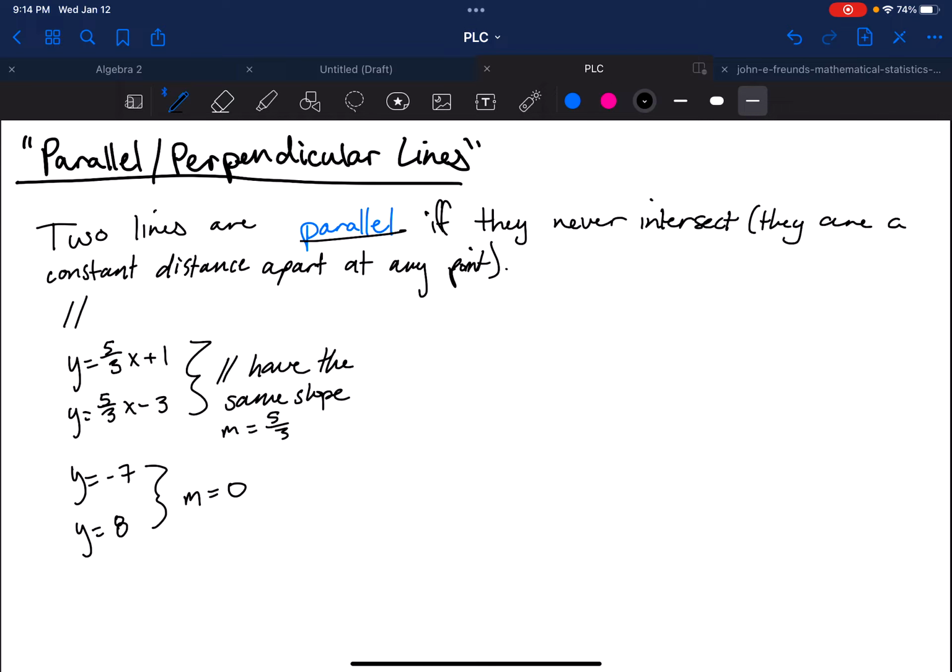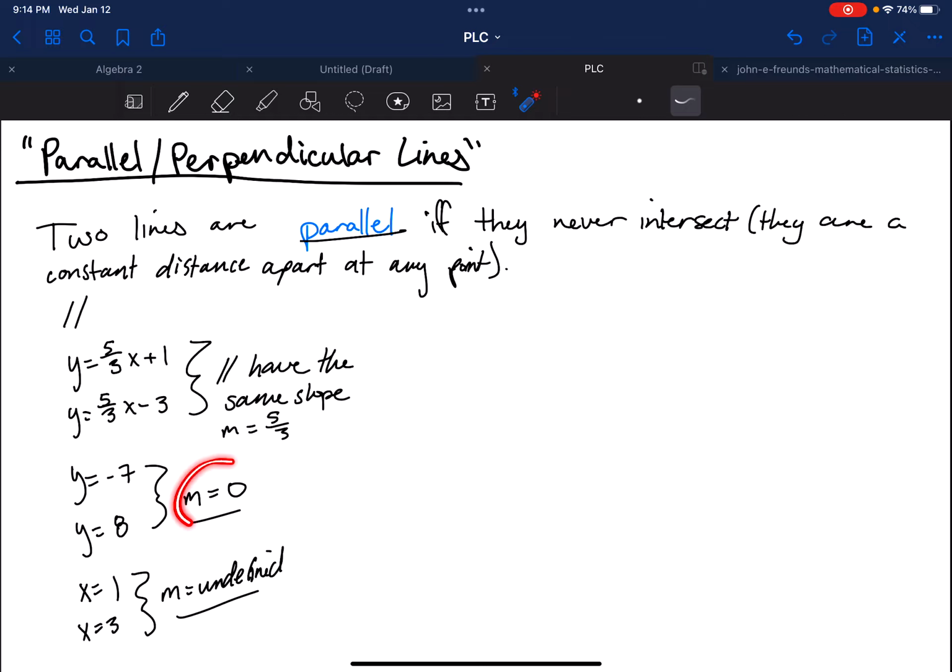One more example is x equals 1 and x equals 3. Once again, this one is parallel, but it's a little different because this one is parallel with a slope that is undefined. These two here are very important to remember, that if something is undefined, its slope, then that means that it's x equals a number and x equals a number. If the slope is 0, it's y equals a number. So that's something to keep in mind.